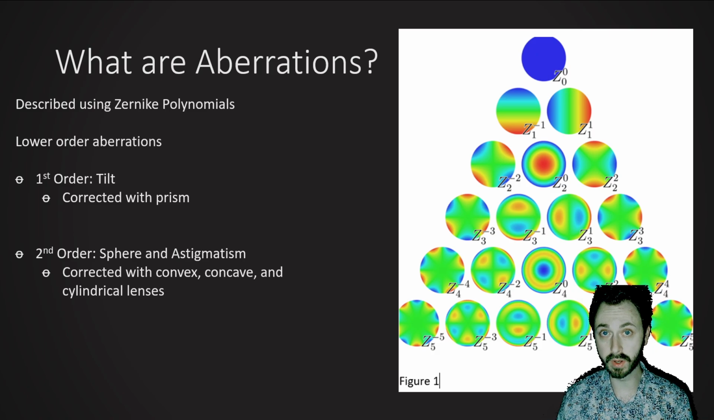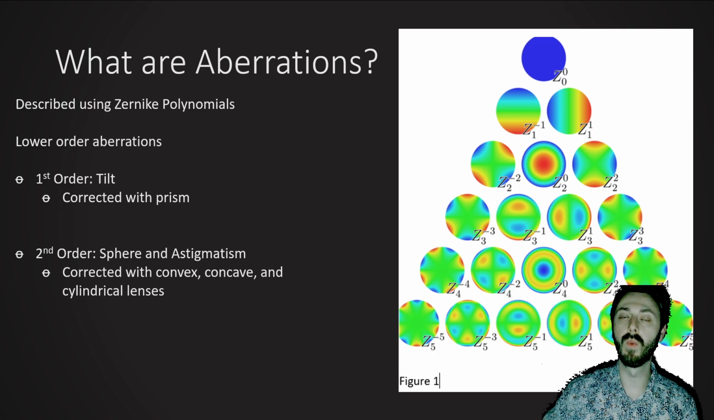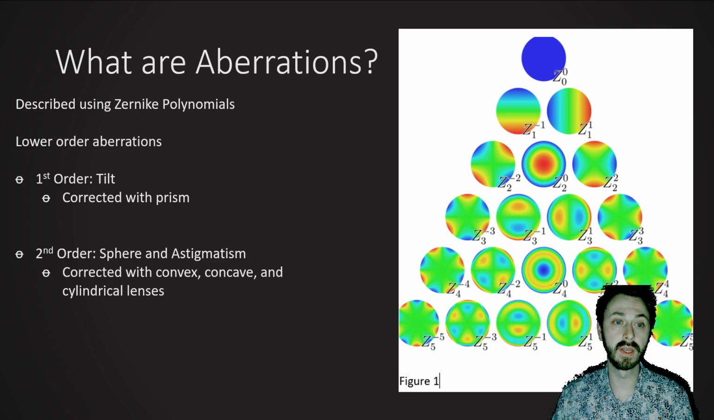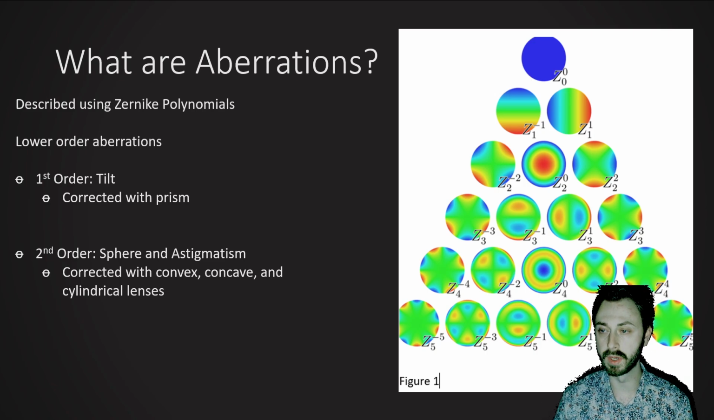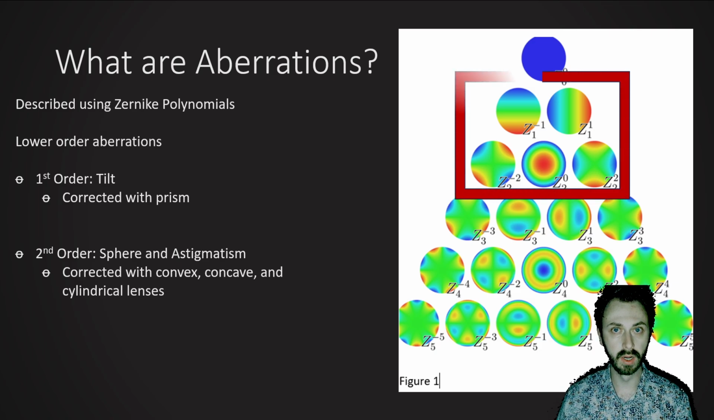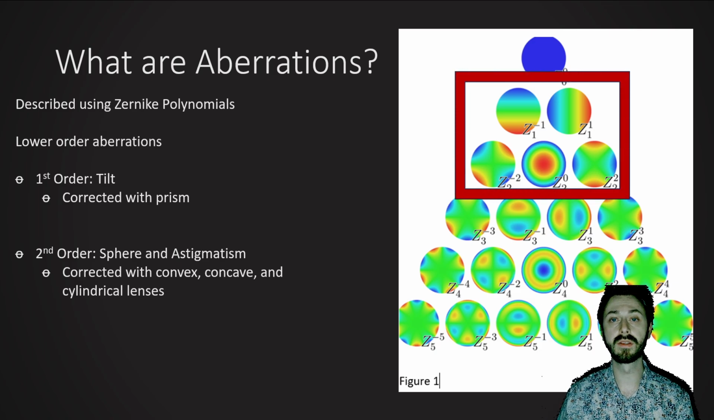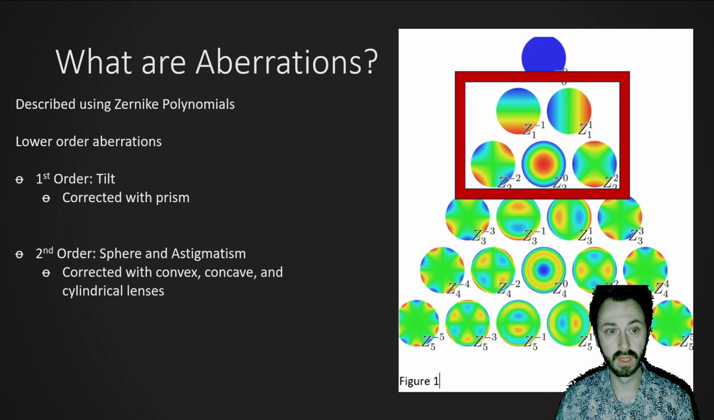This chart may look familiar, but if it doesn't, we're going to walk through most of it so we can understand what exactly it is showing us. We'll start with the lower order aberrations, which are demonstrated here. The top two on this are called the first order aberrations. This is described as tilt.